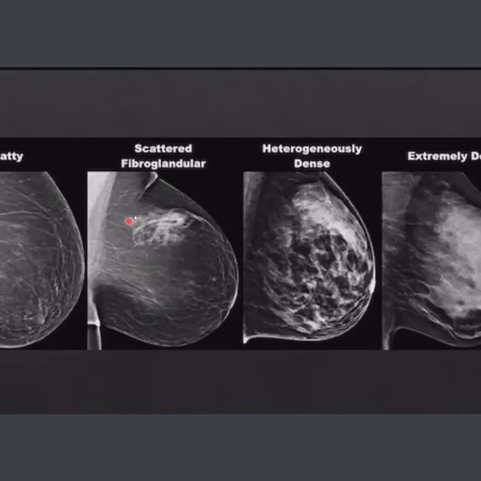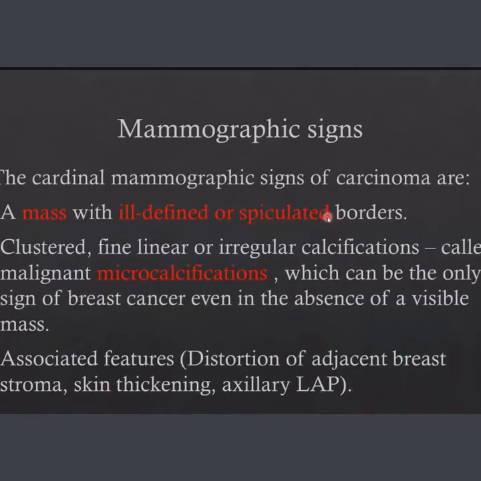What are we looking for? What is the mammogram looking for? A suspicious abnormality will be either a mass or a calcification. The cardinal mammographic sign of carcinoma is a mass. Note that what I am saying here is a generalization, just a general idea, which we take as a concept, but we leave the experts to decide. It is a mass with ill-defined or spiculated borders. Or it is seen as clustered fine linear or irregular calcifications, called malignant microcalcifications.